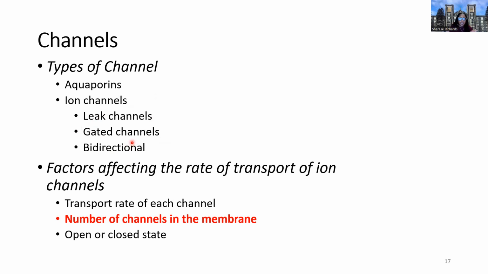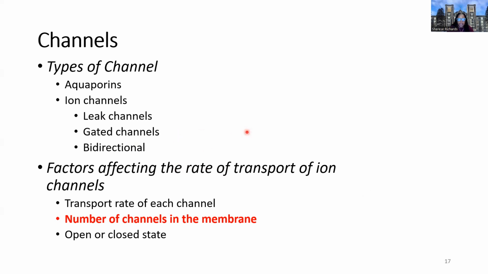We have leak channels that allow ions to go right through without the help or any sort of gating or requirement needed. We have gated channels, which are sort of closed, and different changes can open up those gates. So the membrane potential change can open up those gates, etc. And then we have bidirectional ion channels that allow for ions to move in both directions. So there are different subtypes of ion channels that we're going to explore further when we talk about the neuron and the membrane potential, which is going to be coming up in Module 2.